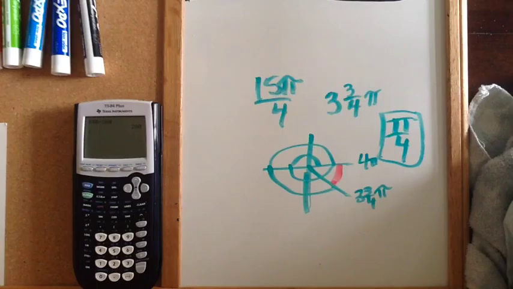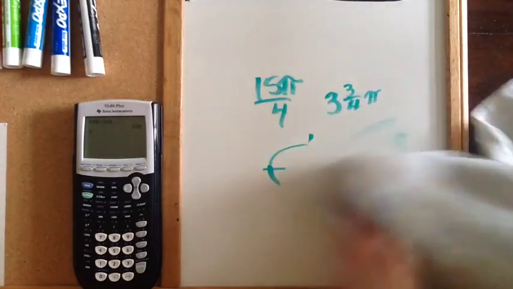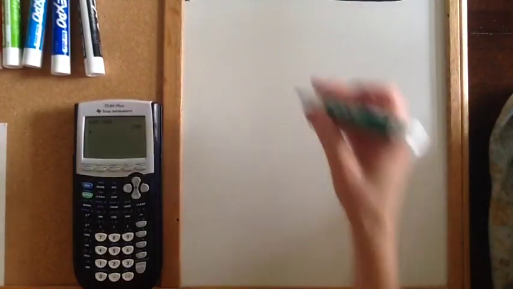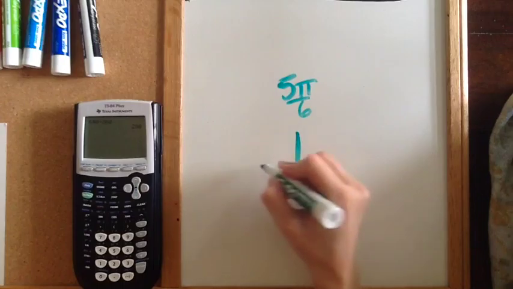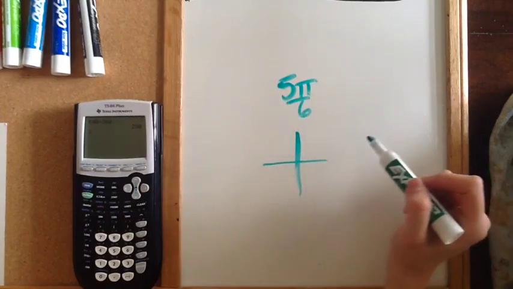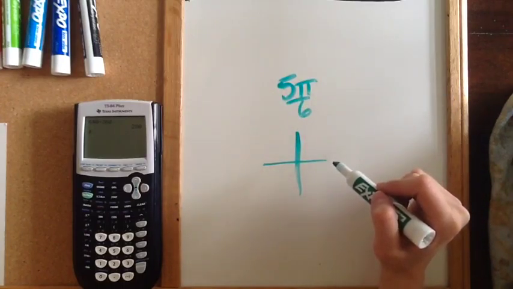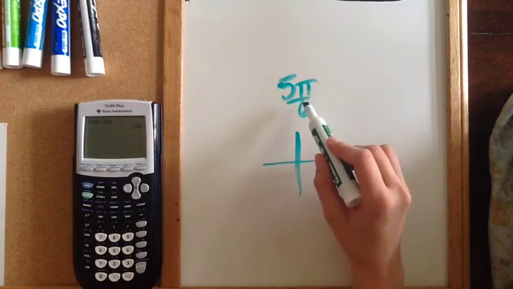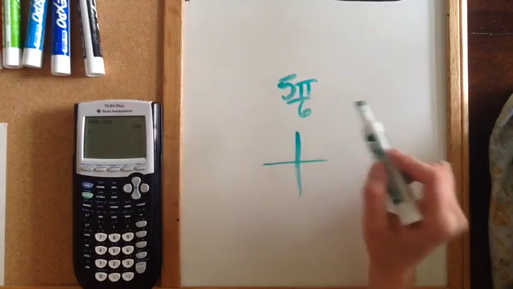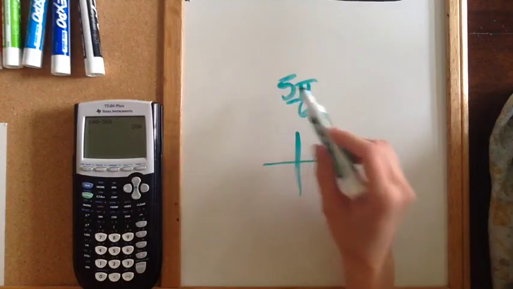Okay. What if I have something like 5 pi sixths? Okay, so this time 6 doesn't go into 5, right? So I'm less than 1. But the question is, am I more than half? I am more than half because half of 6 is 3, and 5 is more than that.